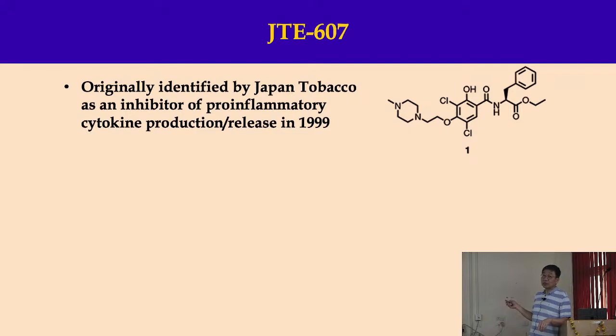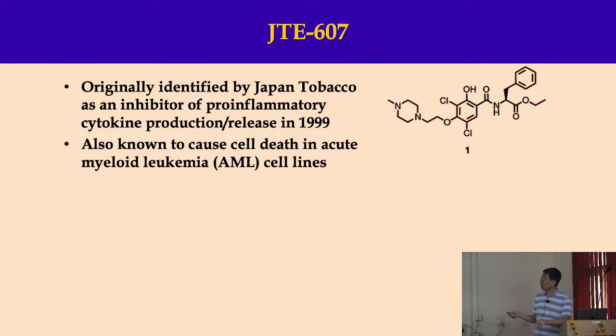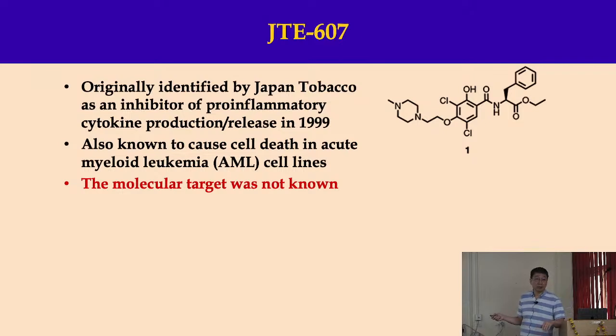Okay? So this was found as an anti-inflammatory agent based on a cell-based assay. So not purified protein, nothing. You basically challenge the cells with something and look for a response. And later, this compound was shown to also kill AML cell lines, acute myeloid leukemia. But as I said, these are cell-based assays, so the exact target of this compound in the cell was unknown.